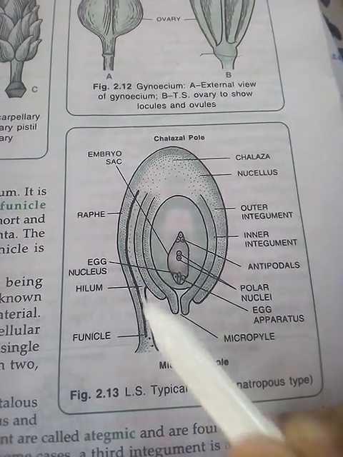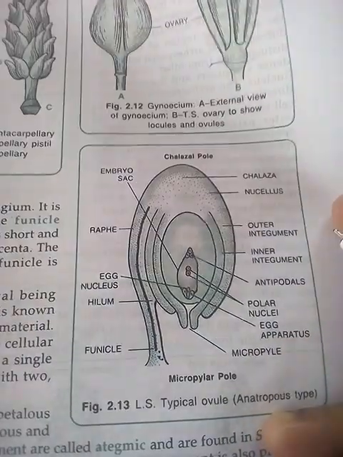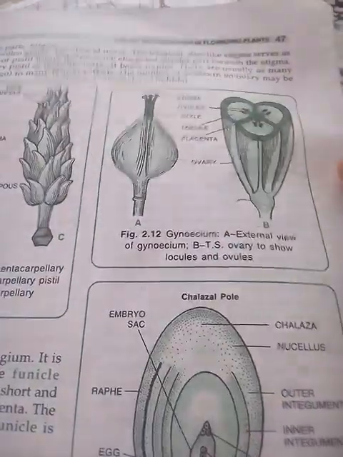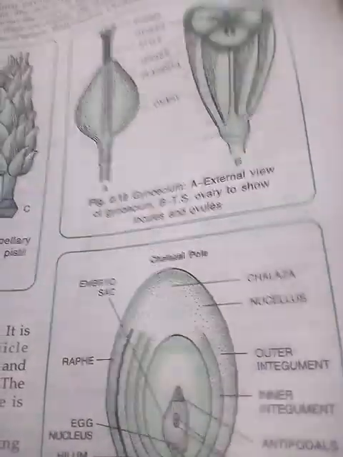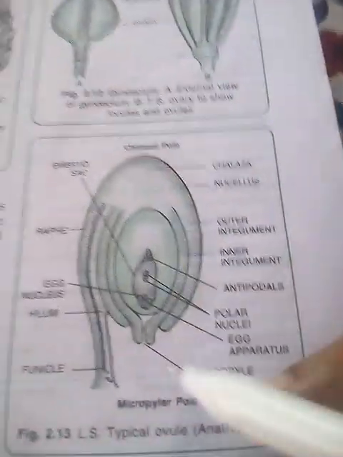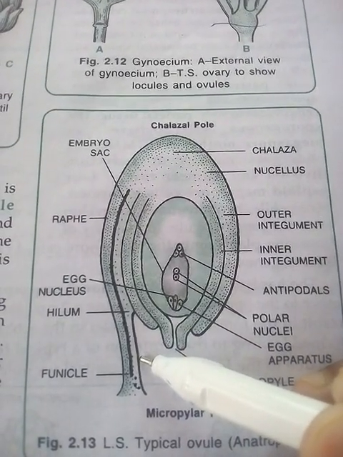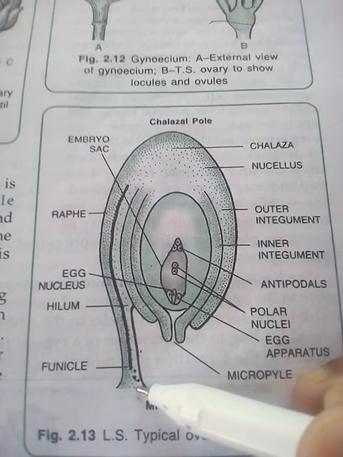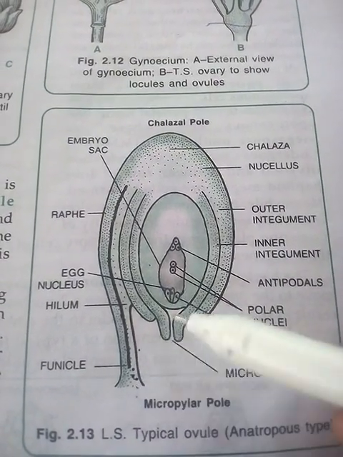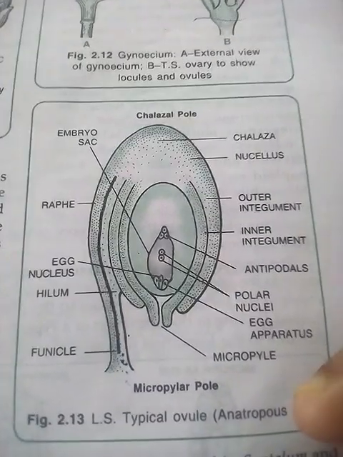So what is funicle? Funicle is a stalk-like structure by which the ovule is mainly attached with the placenta, right? So funicle is the stalk-like structure. By this stalk-like structure, ovule is attached with the placenta. It is the funicle, and funicle helps in attachment of the entire ovule with the placenta. And placenta itself later on helps in attachment of the entire funicle with the ovule with the wall of the ovary.